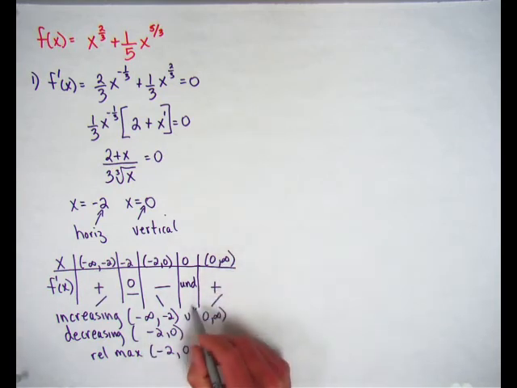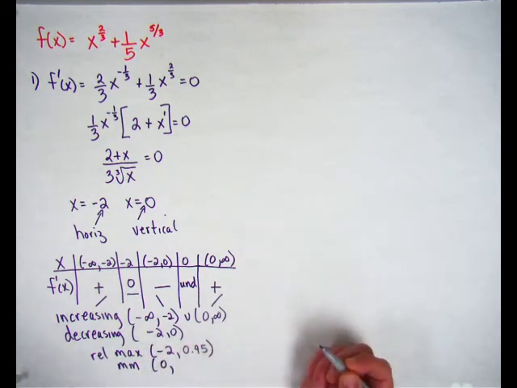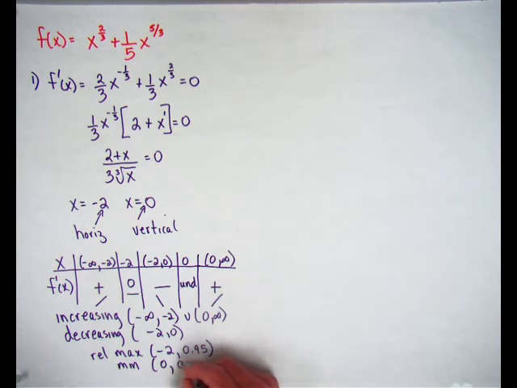And right here at 0 we have a min. Even though the tangent isn't horizontal, even though it's vertical, the curve is still falling and then rising. So we have a relative min at x equals 0. And if you plug 0 into the original function, you get 0, 0.